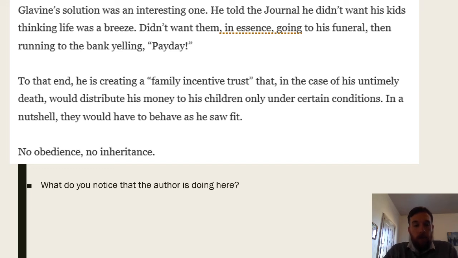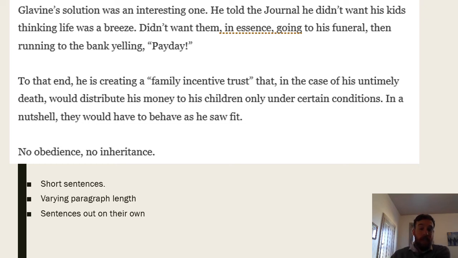So I'll take a look at one more section. "Glavine's solution was an interesting one. He told the Journal he didn't want his kids thinking life was a breeze. Didn't want them, in essence, going to his funeral, then running to the bank yelling payday. To that end, he's creating a family incentive trust that, in the case of his untimely death, would distribute his money to his children only under certain conditions. In a nutshell, they would have to behave as he saw fit. No obedience, no inheritance." So again, take a look. What kind of things are standing out to you in this part?